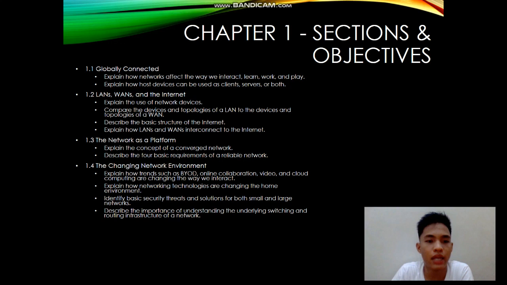Section 1.2, LANs, WANs, and the Internet, has objectives to explain the use of network devices, compare the devices and topologies of a LAN to the devices and topologies of a WAN, describe the basic structure of the Internet, and lastly explain how LANs and WANs interconnect to the Internet.